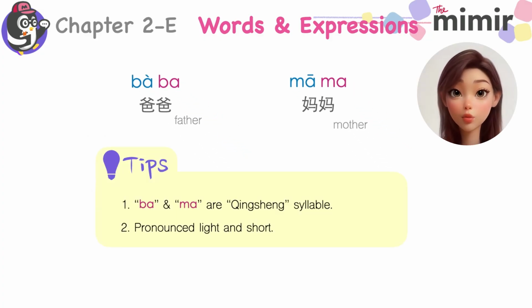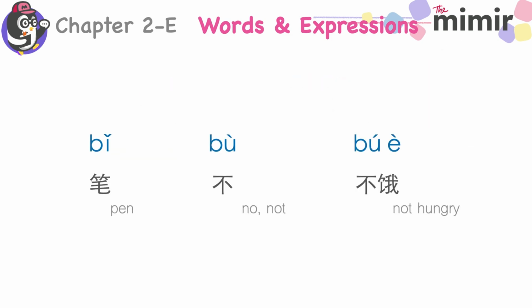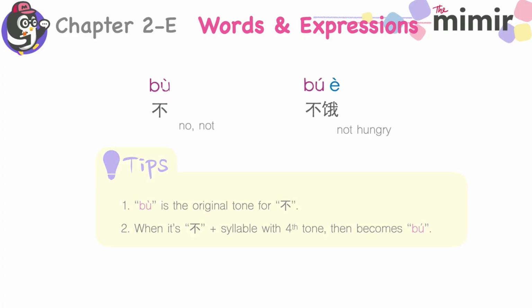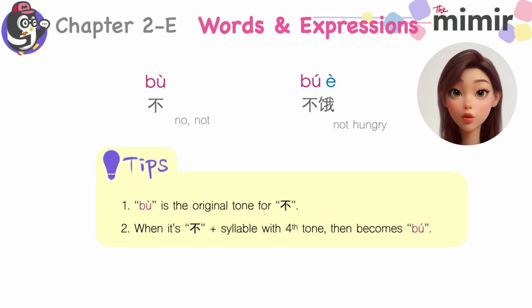The syllables ba and ma after the first ba and ma are called the neutral tone, 轻声. 轻声 syllables are always used after other syllables, pronounced light and short. 比、不、不饿。The original tone of the character bu is fourth tone, bù. But when it is used before another fourth tone, it changes into the second tone, bú, such as in the word 不饿.